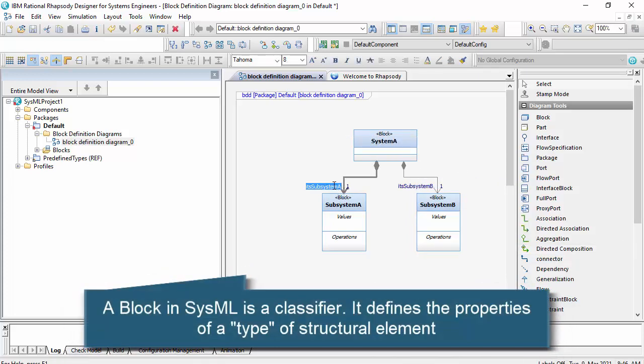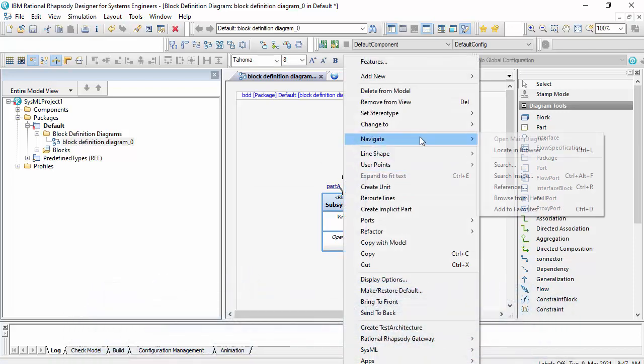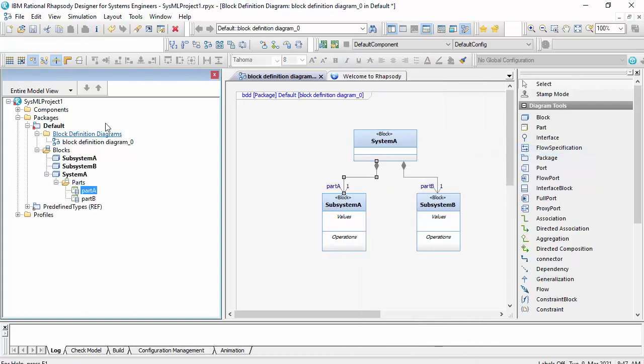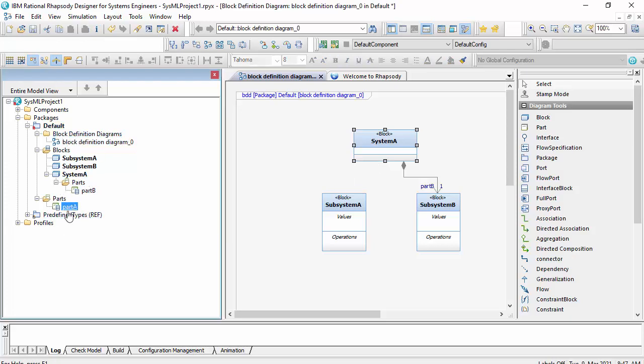So this creates a part A and a part B. Rhapsody is going to use the word it's followed by the name of the block, but I can name it what I like. So what we have here is essentially an internal structure. We have parts. A block definition diagram defines the relationships between blocks, but blocks are types of things, and parts are named usages of those types within the context of a block. Although Rhapsody does also allow you to kind of have parts which are global.